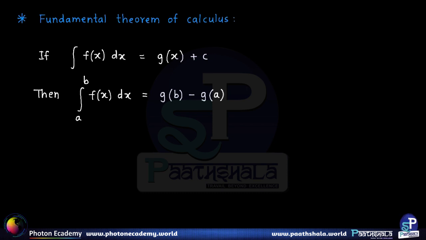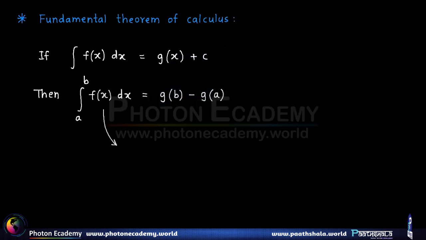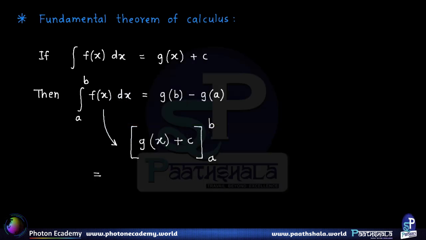Now we may wonder where that constant c has gone from the answer. The reason we are not able to see that c is that it is actually like this: this definite integral is evaluated between the limits a and b, and what it says is put the upper limit and from that subtract the expression when you put the lower limit.